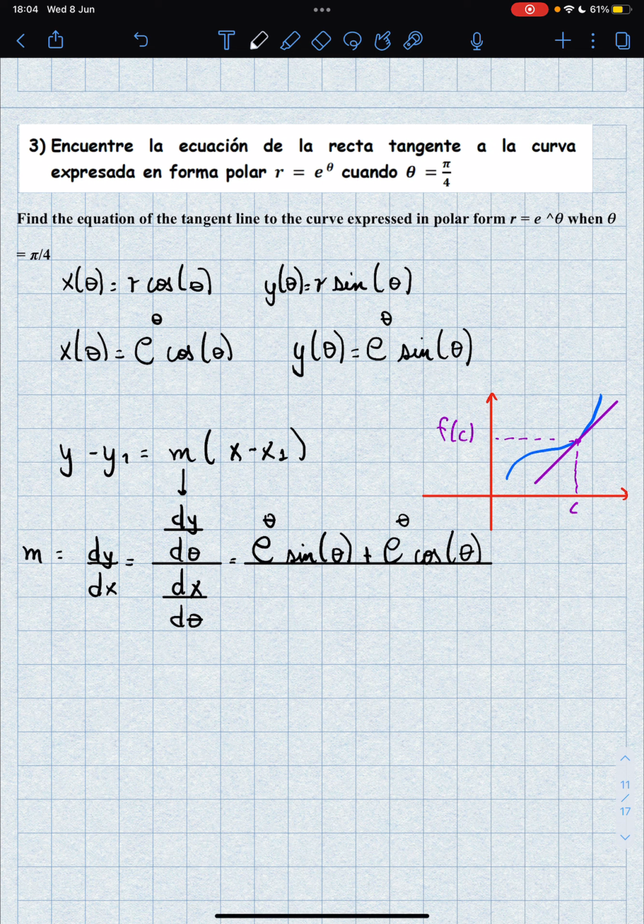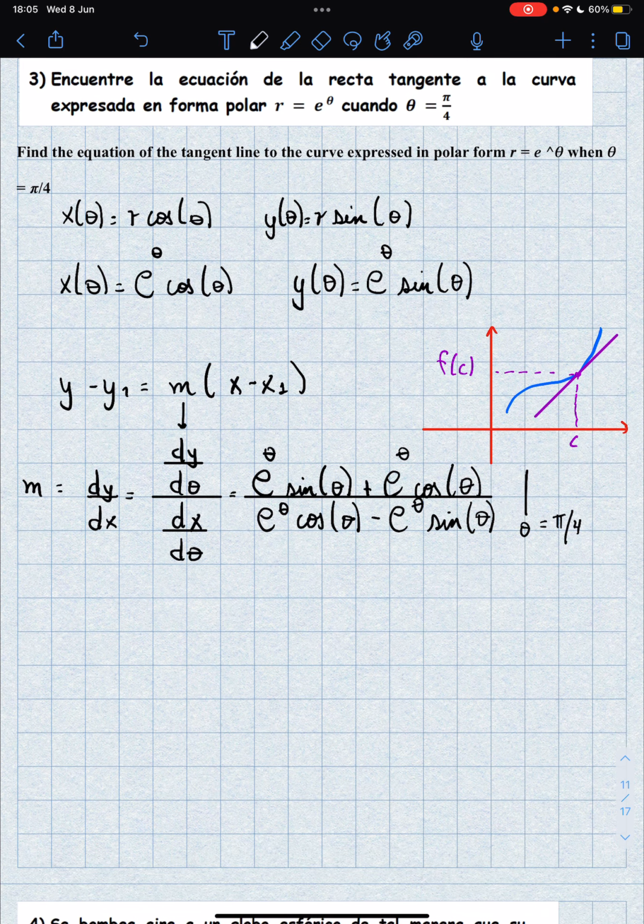And here, for dx/d theta, I'm going to have e to the theta cosine of theta minus e to the theta sine of theta. But remember, as I told you, we want the derivative at one point. This is the goal always. That's why they are giving us the point, as you can notice. So this is going to be evaluated when theta goes to pi over 4. Good. Let's go.